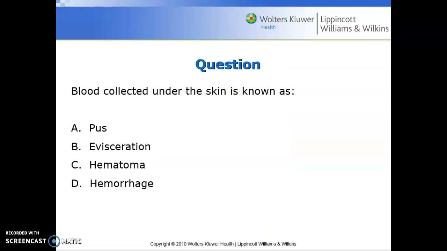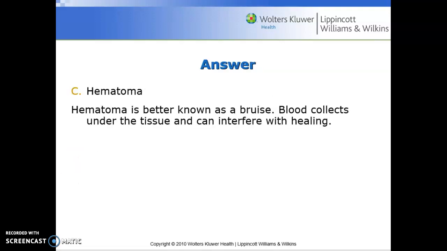Blood collected under the skin is known as, the answer to this is, a hematoma. A hematoma is better known as a bruise.